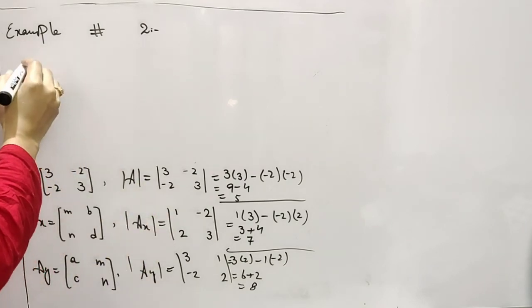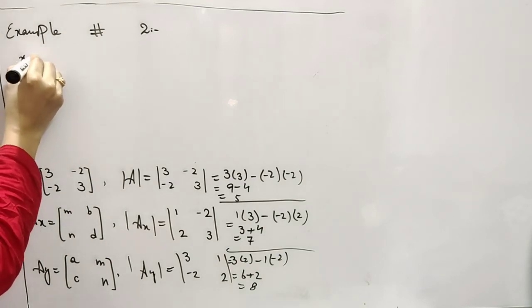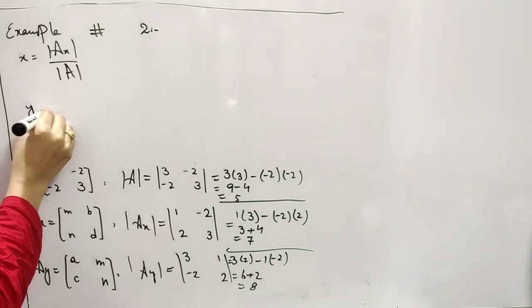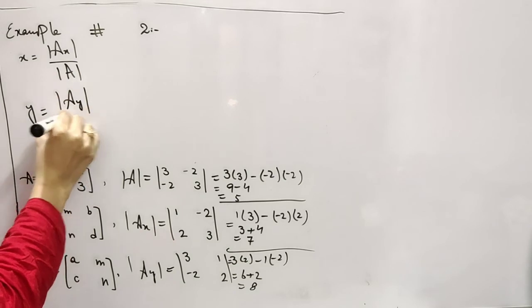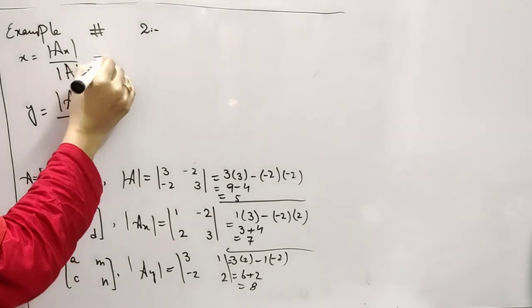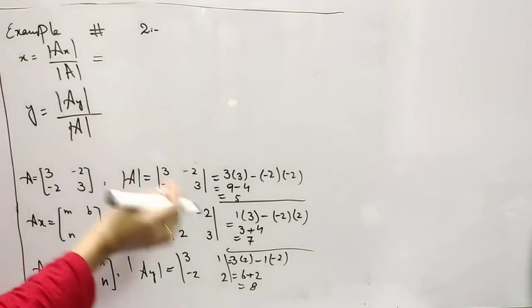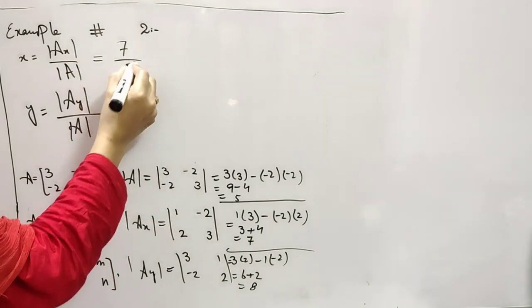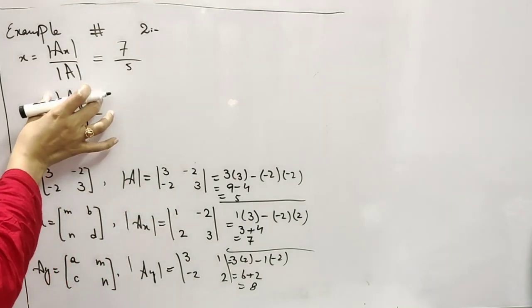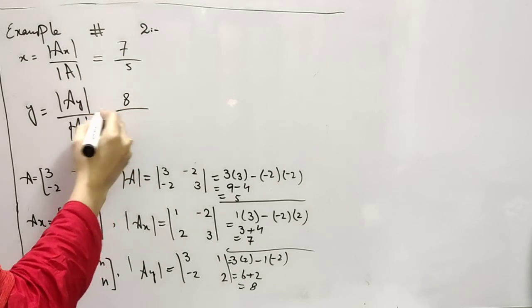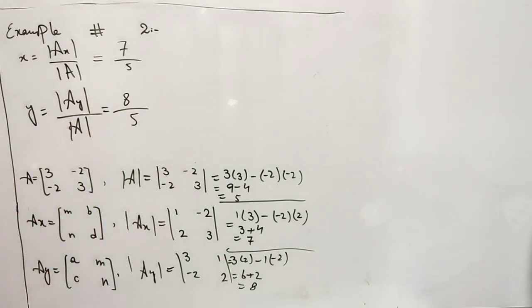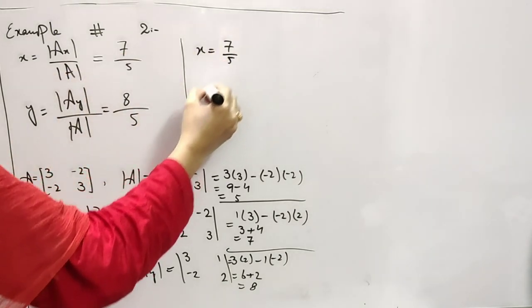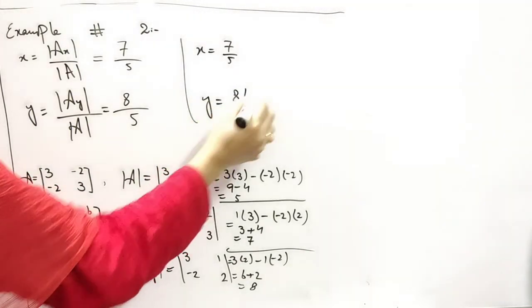So we can say that x is equal to determinant of Ax over determinant of A, and y is equal to determinant of Ay over determinant of A. The determinant of Ax is equal to 7 and the determinant of A is equal to 5. The determinant of Ay is equal to 8 and the determinant of A is equal to 5. So x is equal to 7 by 5 and y is equal to 8 by 5.